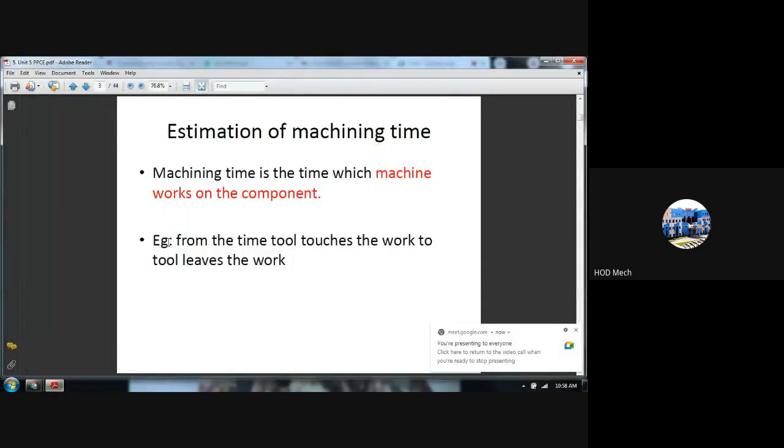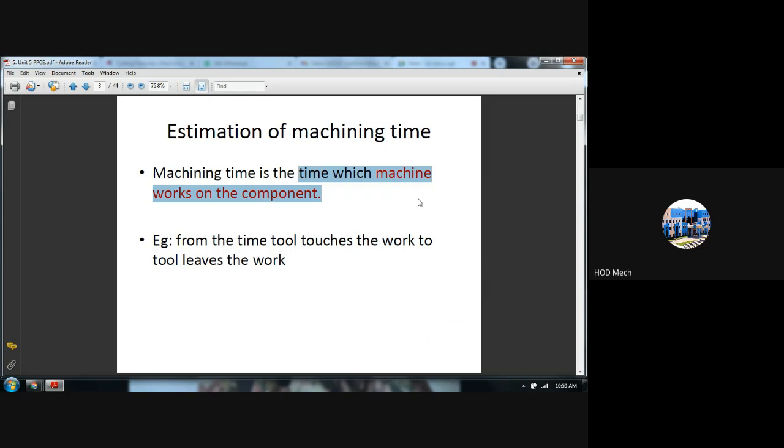So when we talk about machining time, it can be defined as the time that is required or taken for completing a machining process on a component. In a simpler version, we define it as the time which the machine works on the component. To complete the entire operation, what is the total time taken? That is known as machining time. And usually it starts from the moment the tool touches the workpiece until it departs away from the workpiece. So that is the time usually taken for machining.